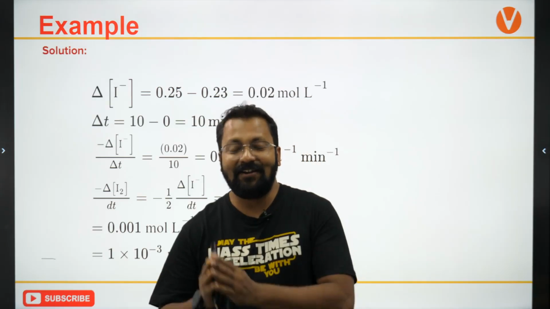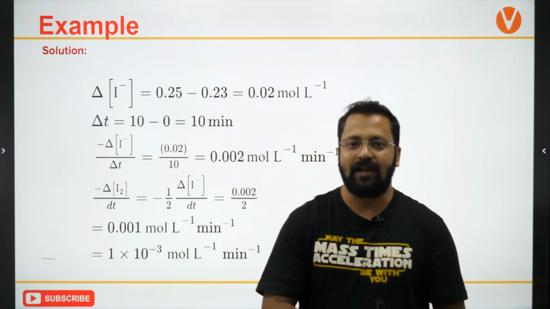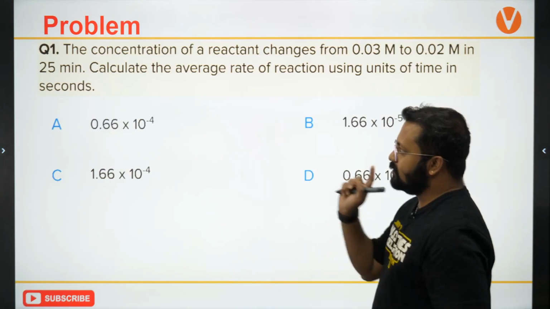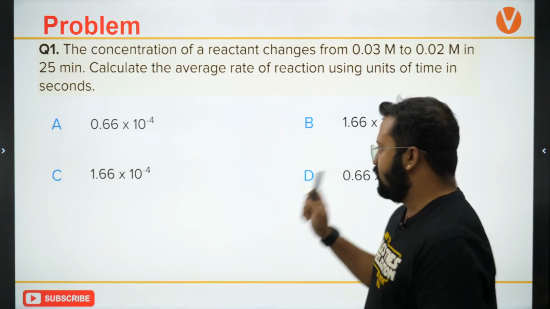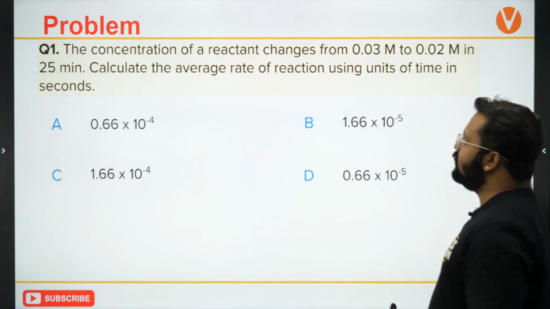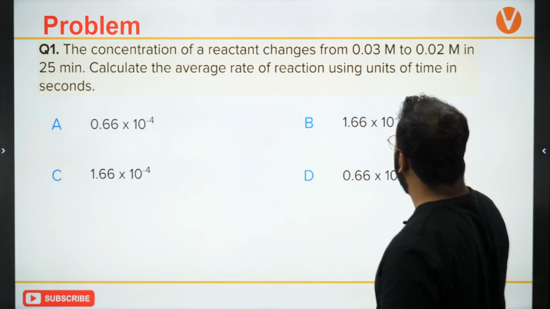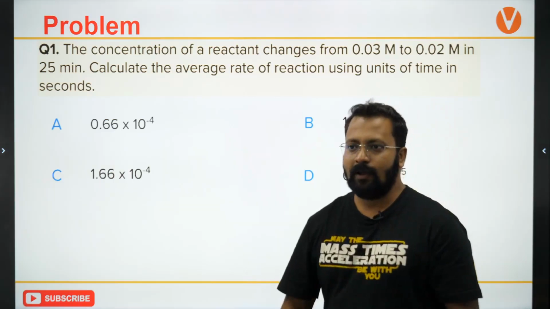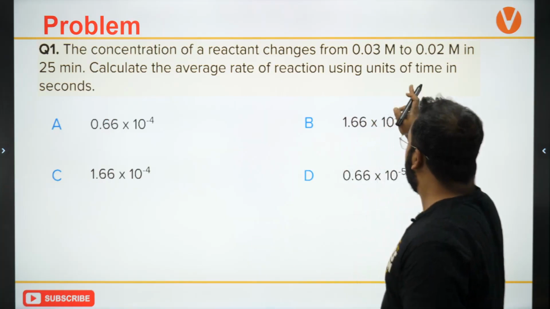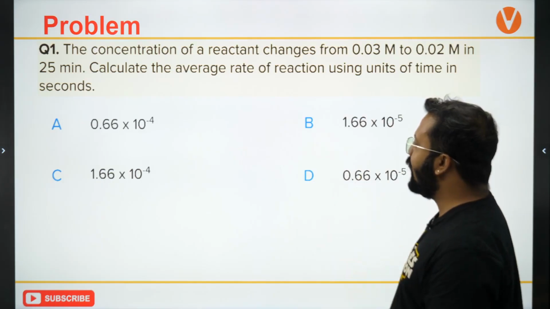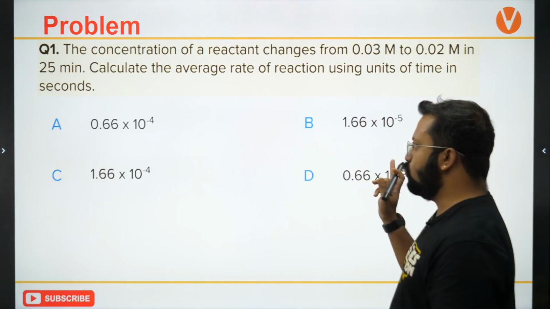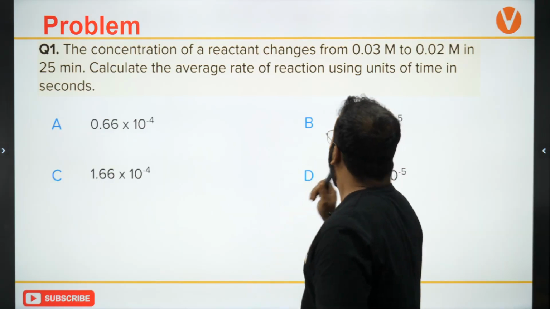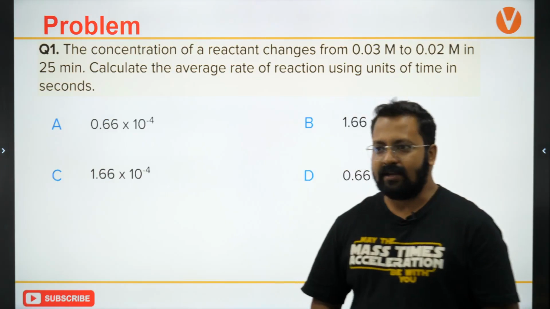But you have a clear-cut understanding of what is rate of reaction, what is rate of decomposition, and what is the rate of formation. With that idea in mind, let's take a question, a problem that you have to solve. You have 4 options. The question is this: the concentration of a reactant changes from 0.03 molar to 0.02 molar in 25 minutes. Calculate the average rate of reaction using units of time as seconds.